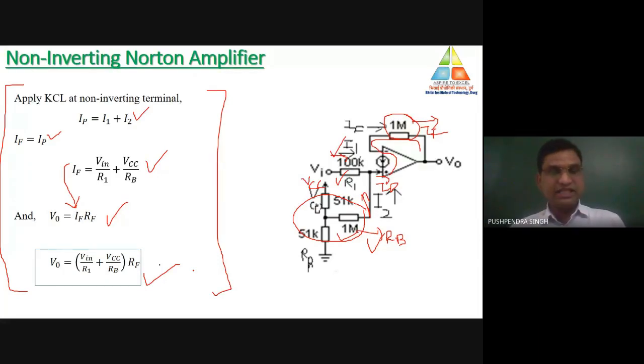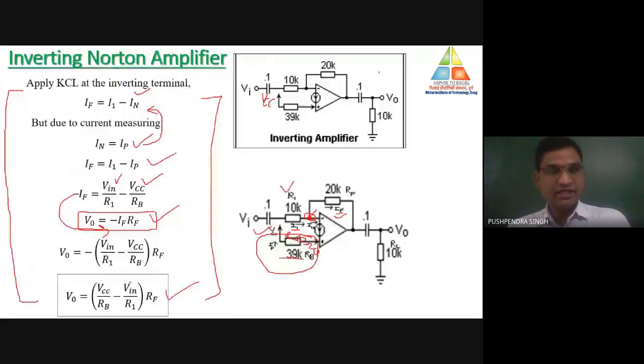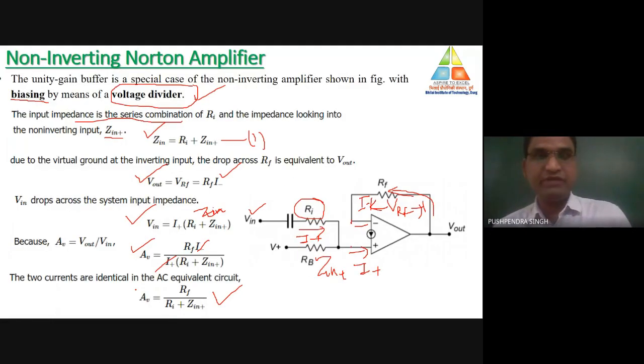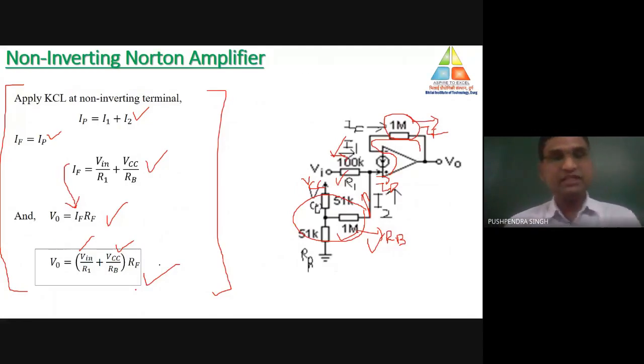What is the basic difference in the output of non-inverting and inverting terminal? Here all the voltages are the same, it's also plus, but in the inverting case the input voltage is negative. Why? Because in the inverting Norton's amplifier there is a phase shift of 180 degrees between input and output, and in the non-inverting case there is a phase shift of 0 degrees. Already many times we have discussed this. That's why there the sign was negative, and here the sign is positive in case of the input signal only.